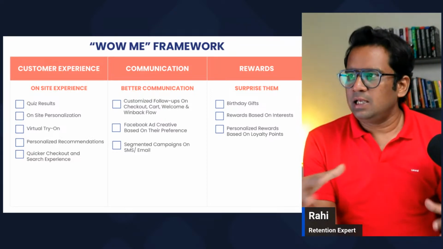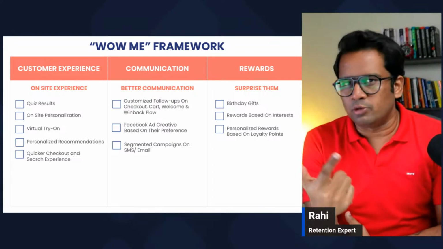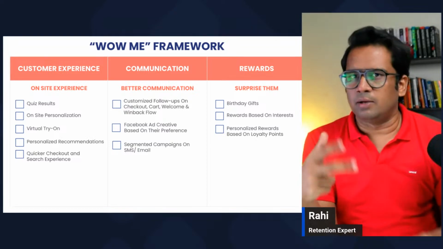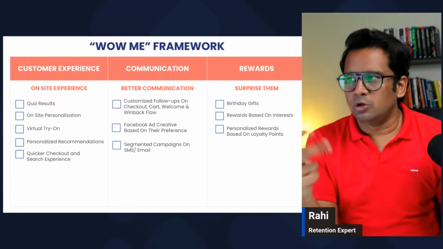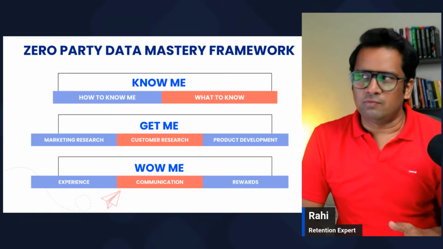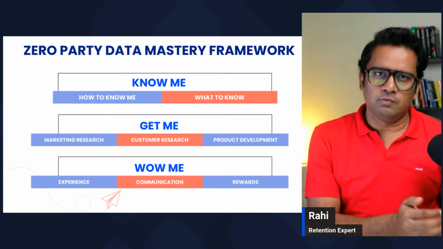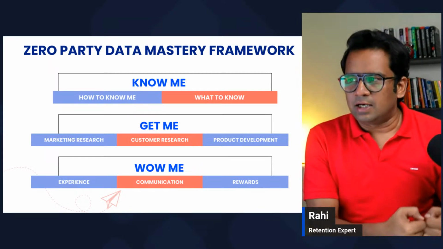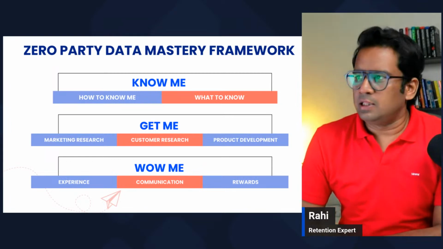So this is basically the Wow Me framework: we improve the experience on the website, we improve the communication, and then we wow them with rewards and freebies and those kind of things. This is the broad framework in zero party data: first you need to work on the Know Me side of things, where you need to know the customer, then Get, and then wow the customer. So that's pretty much it.